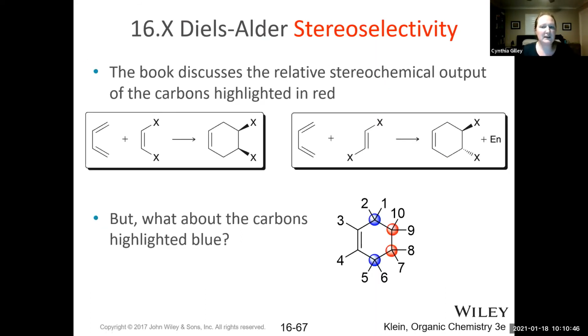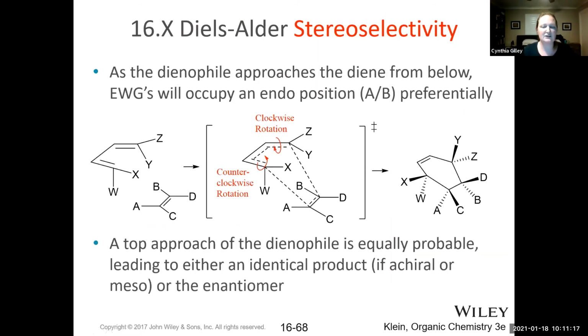So the book, when they talked about stereoselectivity of the Diels-Alder reaction, they only really told you about relative stereochemistry of groups on the dienophile and their placement in the product. But what about the blue carbons, right? Those also become sp3 hybridized. They have the potential to become chiral centers. How would we draw in and figure out the chirality of those 2 carbons if there were substituents attached? That's what we're going to be talking about here.